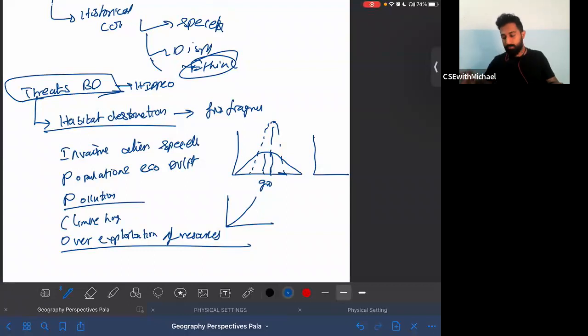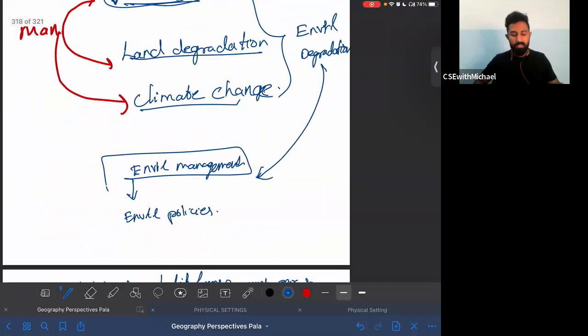Now, the next topic we have is that we have all these issues. Climate change, you would have seen it a lot more times, like in detail. So I think we should not waste much time on that.